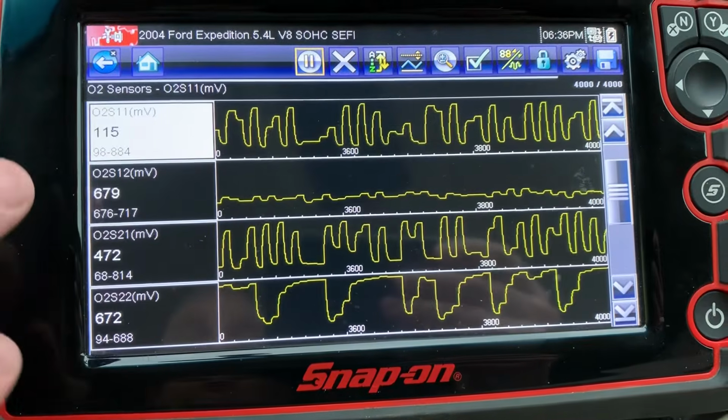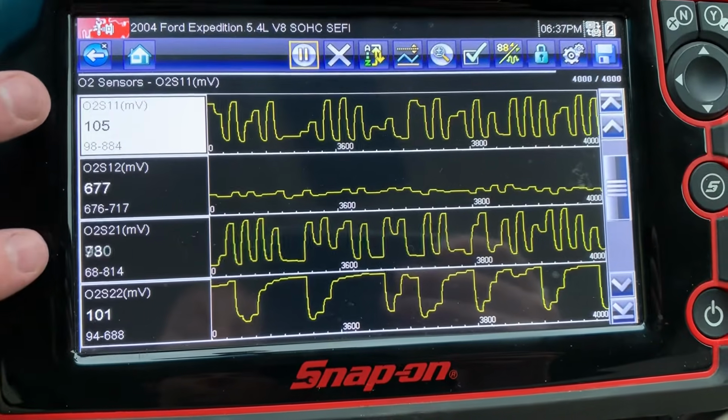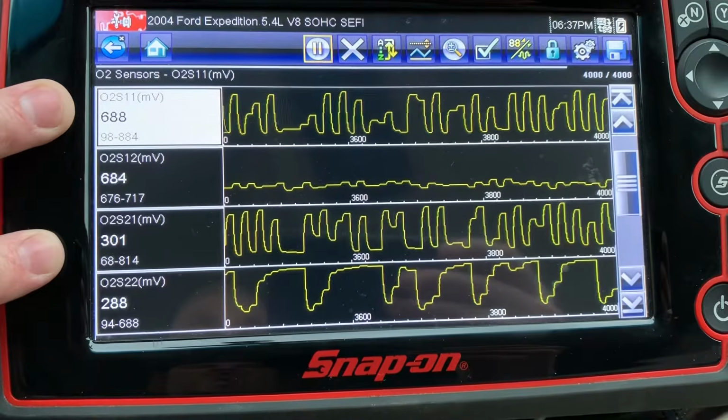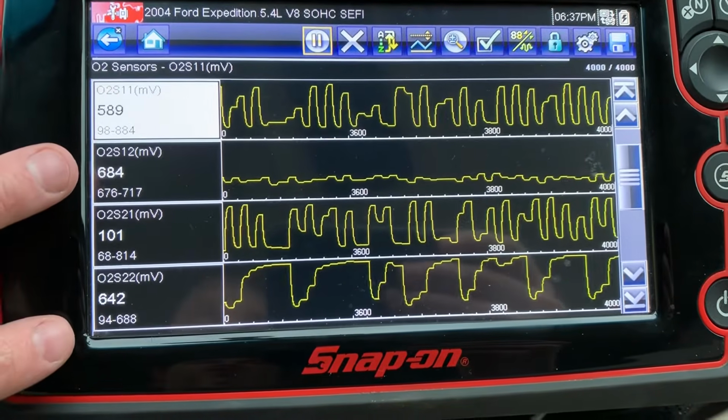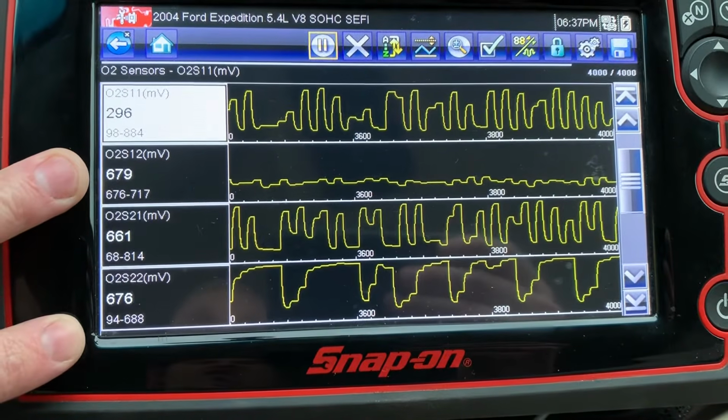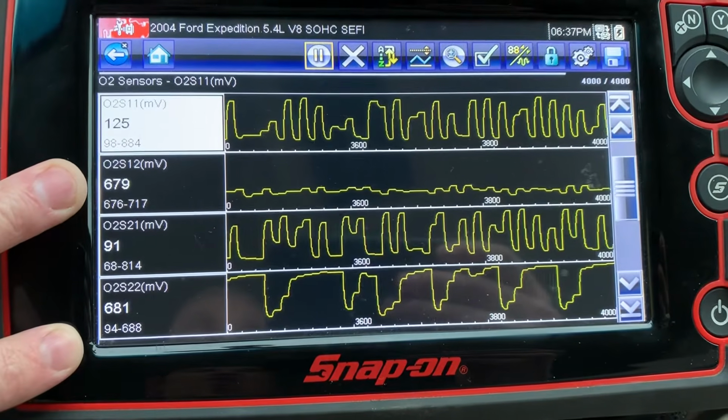Okay, so you can use O2 sensor data to help you with engine performance issues, and you can also use the post-cat O2 sensors to help you decide if your catalytic converters are working or not.